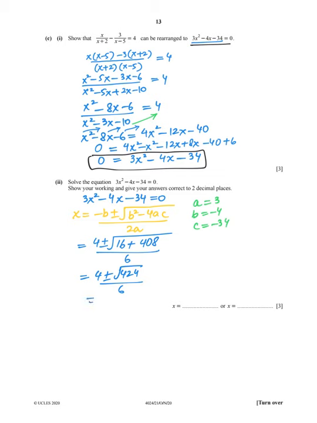So the root of 424, it will be 4 plus minus 20.6 divided by 6, right? We need to solve with positive and negative both. So firstly, it will be 4 plus 20.6 divided by 6, and 4 minus 20.6 divided by 6. So 4 plus 20.6 divided by 6 leads to 4.1, right? And 4 minus 20.6 divided by 6 leads to minus 2.7. These are your final answers.